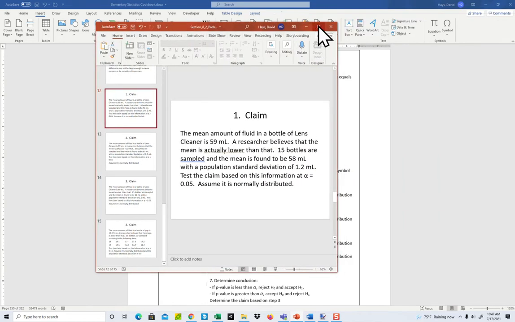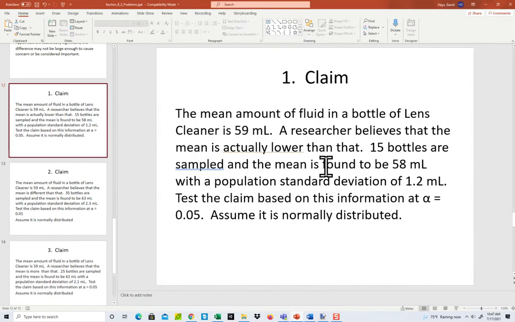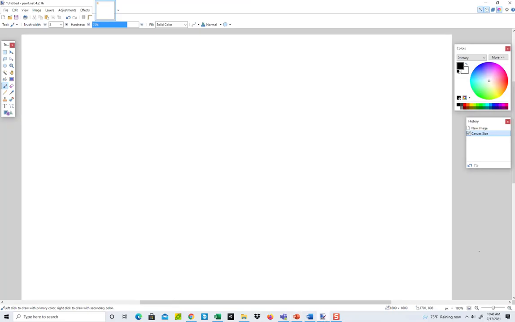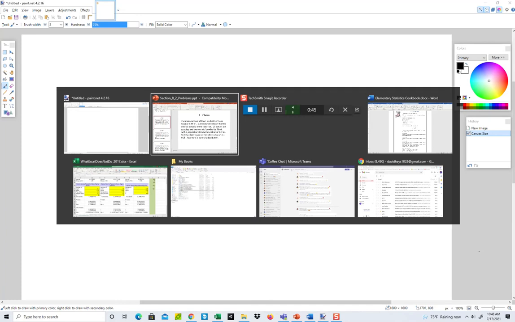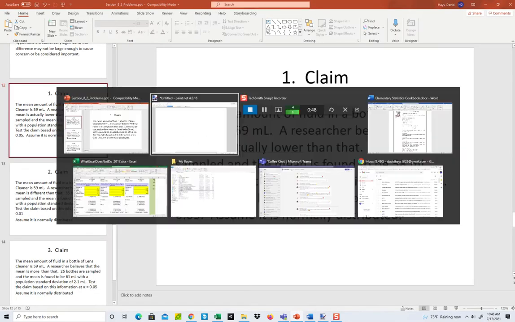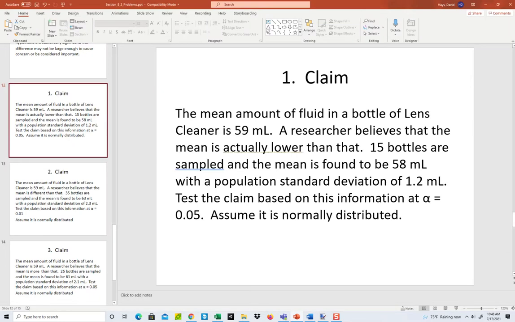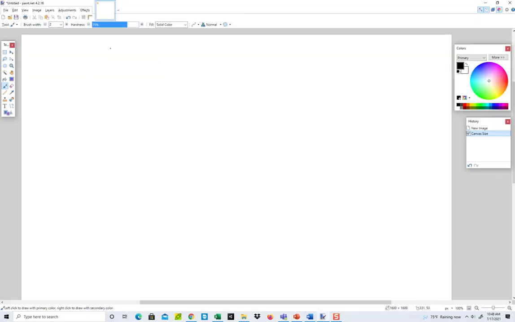Okay, so here's our problem. The mean amount of fluid in a bottle of lens cleaner is 59 milliliters. Our researcher believes that the mean is actually lower than that. So that sounds like our claim. Lower than, less than 59. So mean is less than 59.